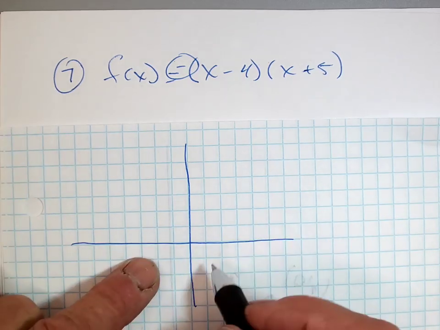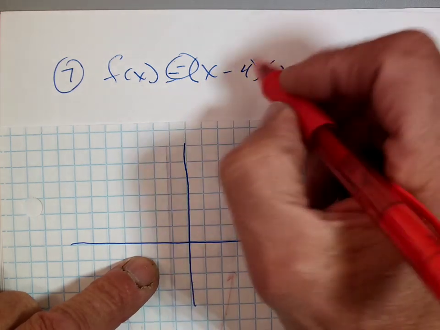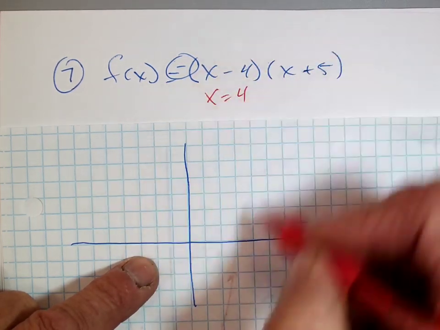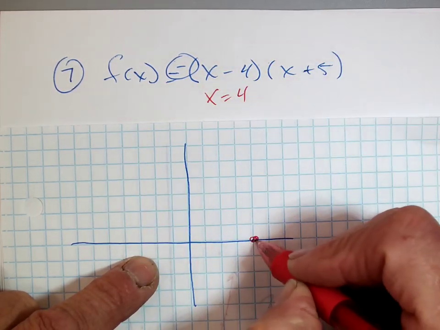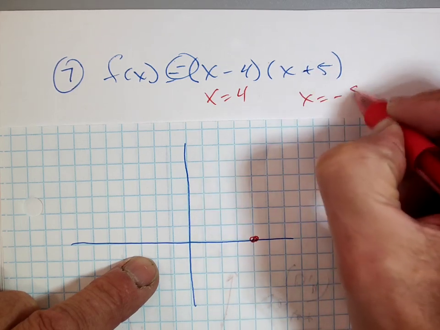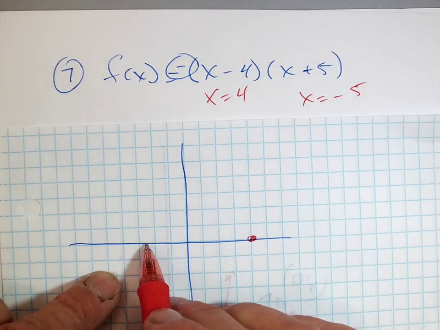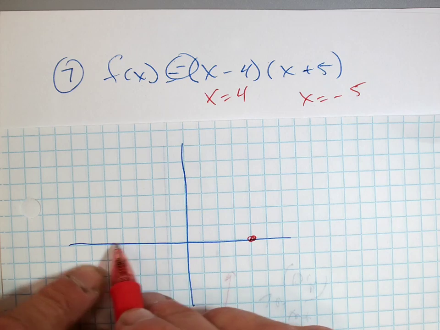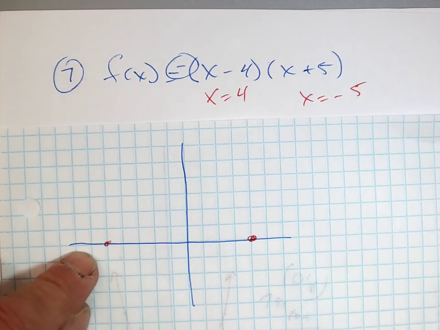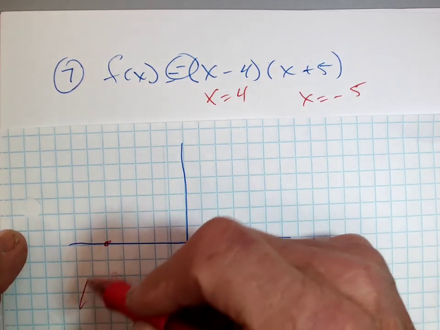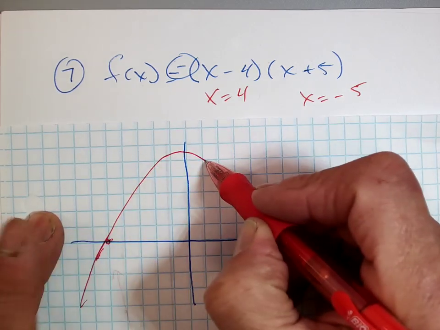It's going to go through positive 4, right? X equals 4. 1, 2, 3, 4. And at negative 5. X equals negative 5. 1, 2, 3, 4, 5. Now, all you need to do for tomorrow is just draw it upside down going through those 2 points.